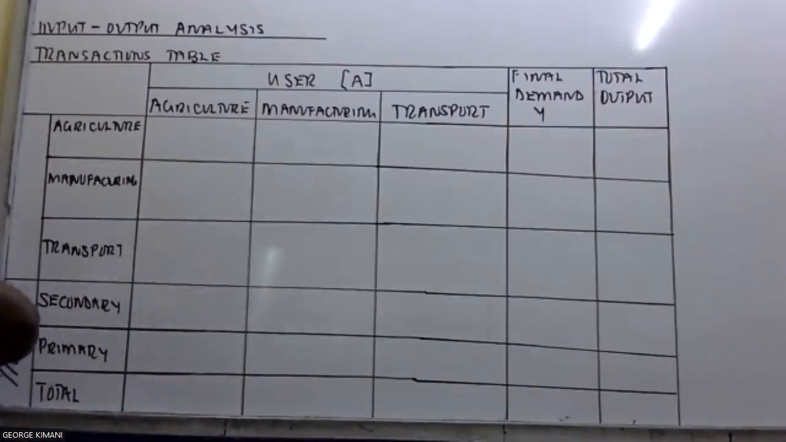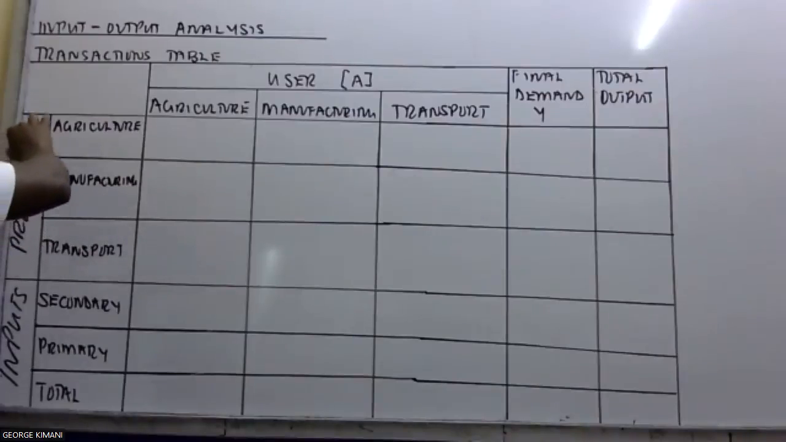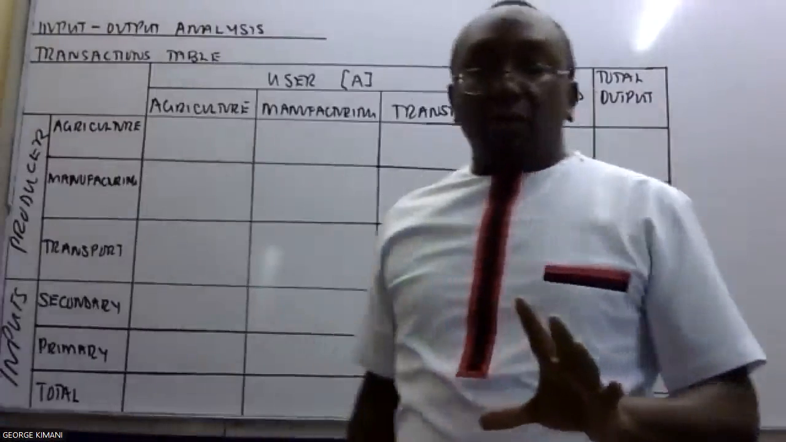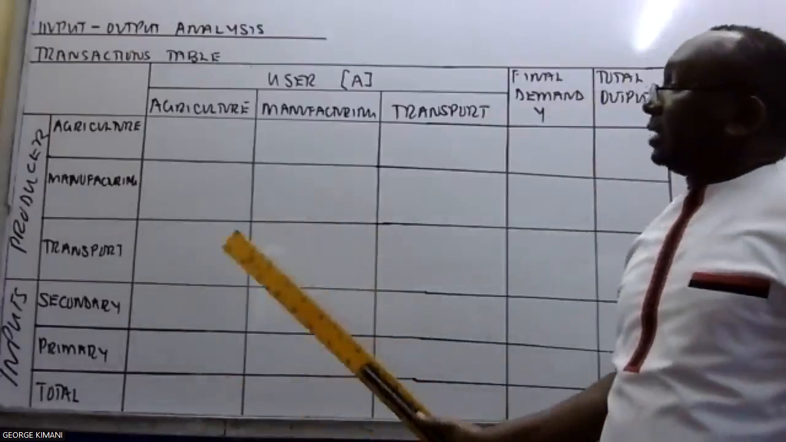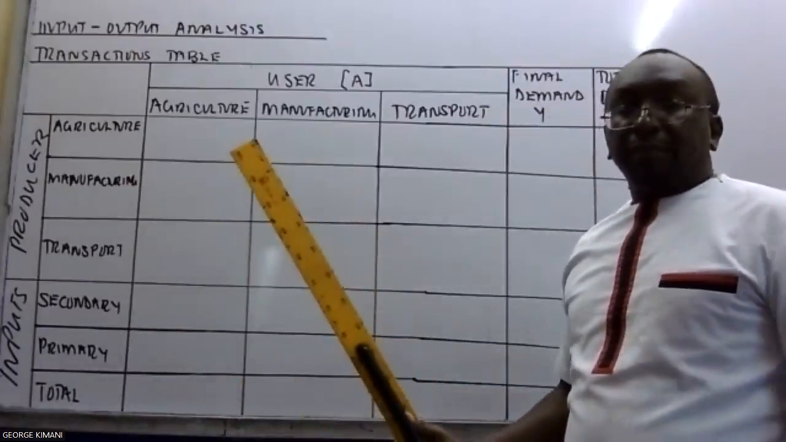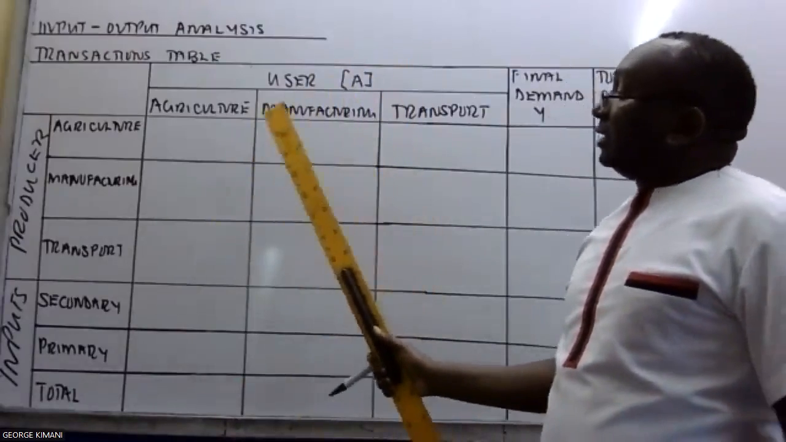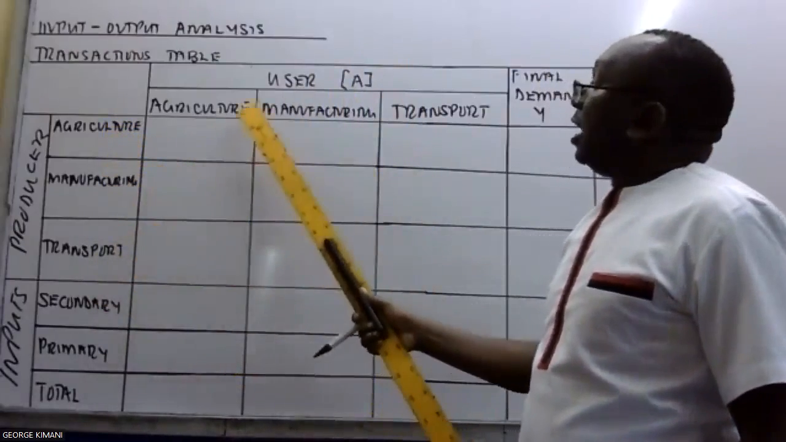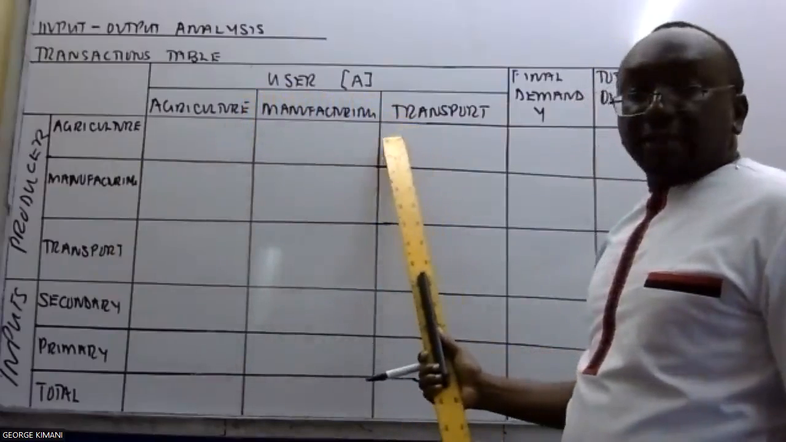So this is the structure. Now what happens is exactly what I had explained earlier: the interdependence that we are looking at is how the sectors help each other. Now we have the sectors that are called producers, and we have the sectors that are called users.